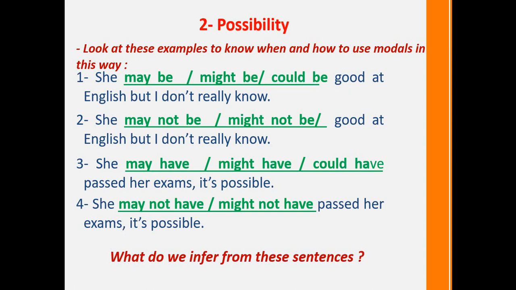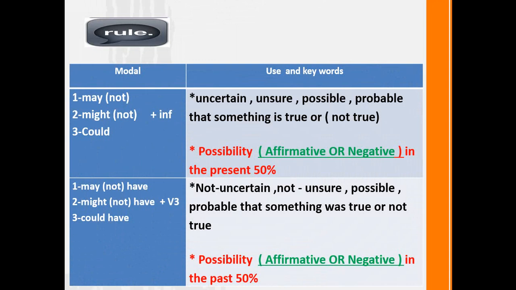What do we infer from these examples? We can deduce the following rule. Look at this table. On the left column we have the modal, and on the right column we have the use and keywords. Number 1: may or may not, might or might not, could, but we don't have could not. So may or may not, might or might not, and could plus infinitive.